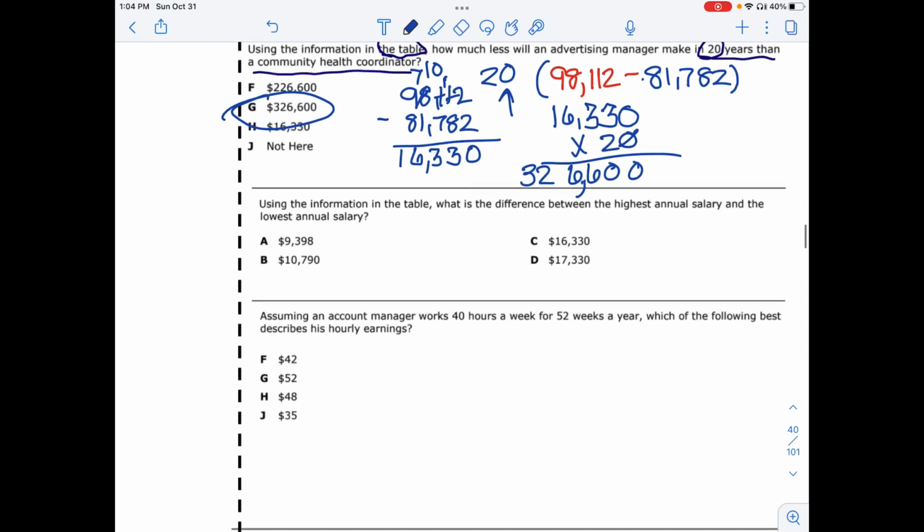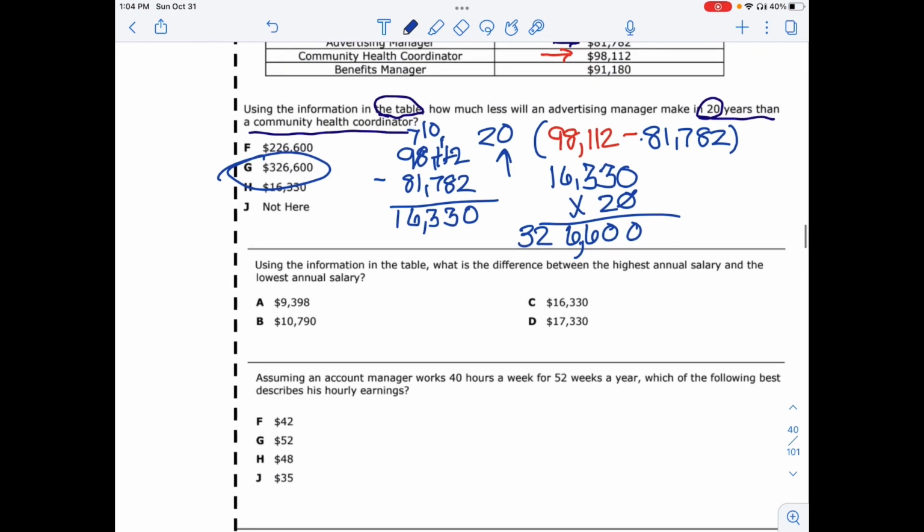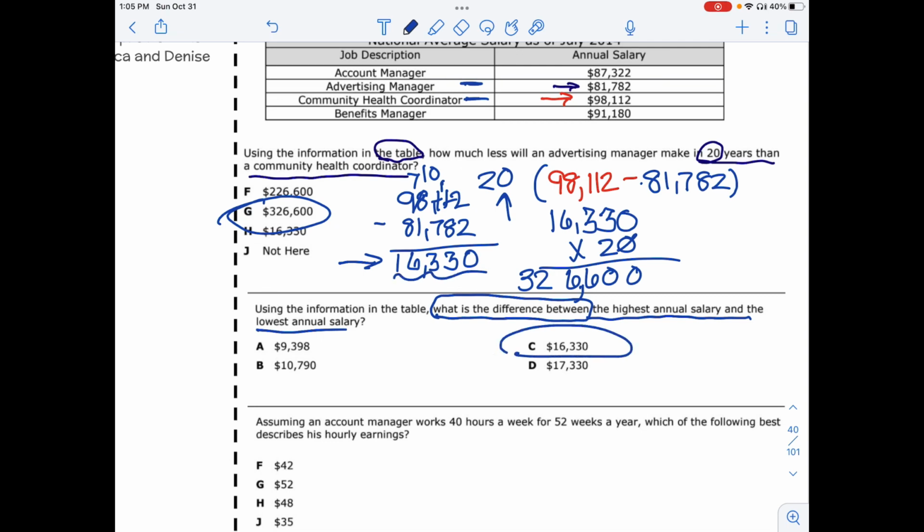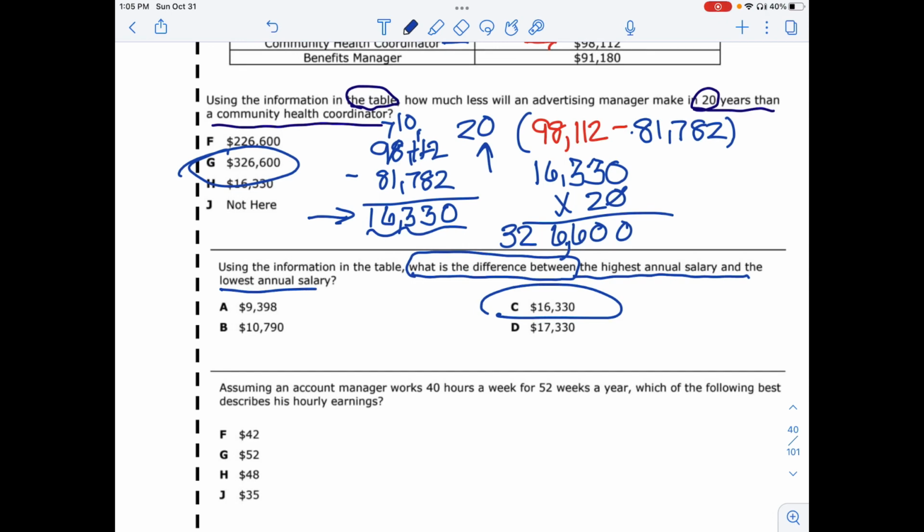Using the information table, what is the difference between the highest annual salary and the lowest annual salary? If I look up here, the highest annual salary was the community health coordinator and the lowest was the advertising manager. I have already done that right here, and the difference was $16,330. Good job, Rams.